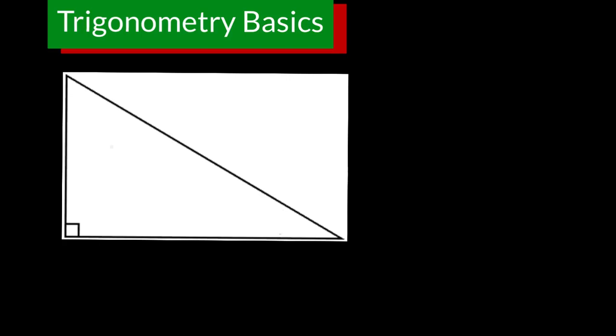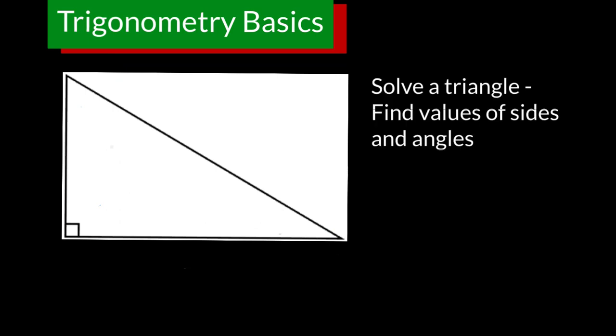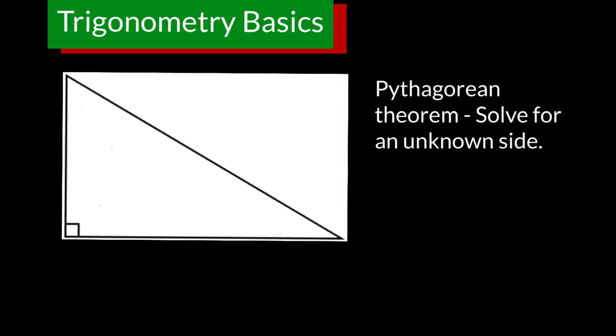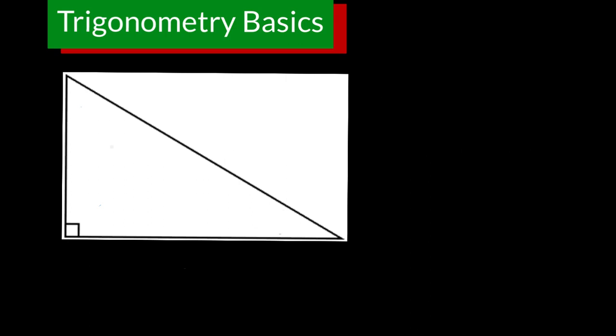Trigonometry basics. Every triangle has 3 sides and 3 angles. To solve a triangle means to find the values of the sides and the angles. When solving right triangles, the Pythagorean theorem is a way to solve for an unknown side when the other 2 sides are known. A way to find other values in a right triangle is trigonometry.